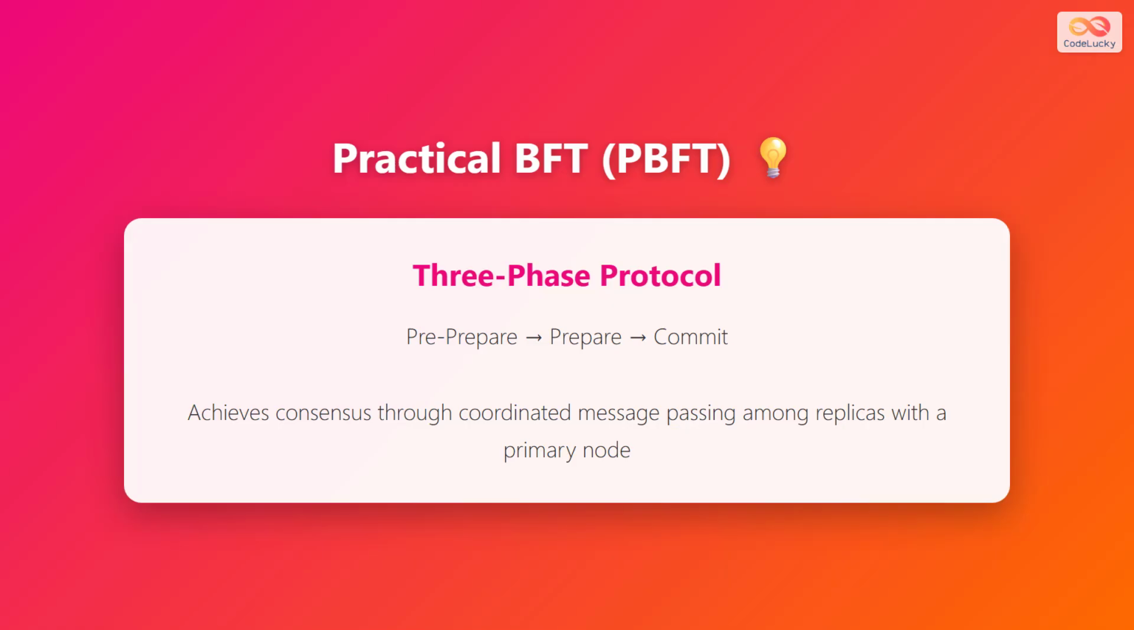One of the most influential BFT algorithms is Practical Byzantine Fault Tolerance, or PBFT, introduced in 1999. PBFT uses a 3-phase protocol: pre-prepare, prepare, and commit. In this protocol, one node acts as the primary and coordinates consensus, while other nodes act as replicas. Through these 3 phases of coordinated message passing, the system achieves consensus efficiently. PBFT was groundbreaking because it made Byzantine fault tolerance practical for real-world applications, dramatically improving performance compared to earlier theoretical solutions.